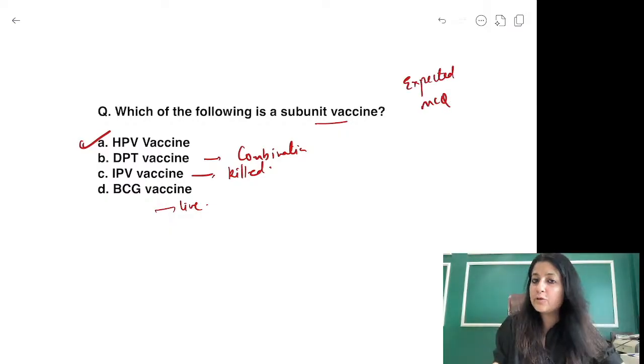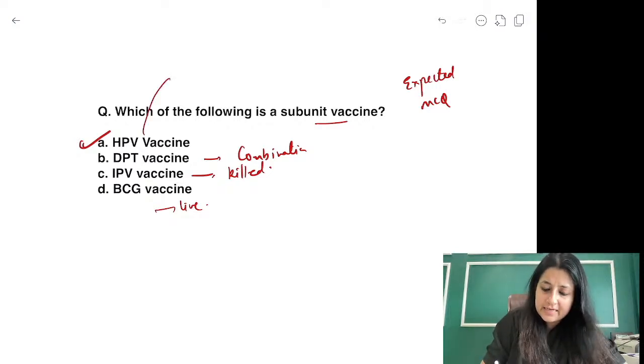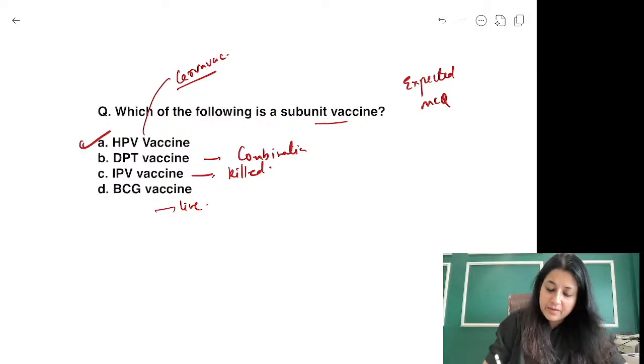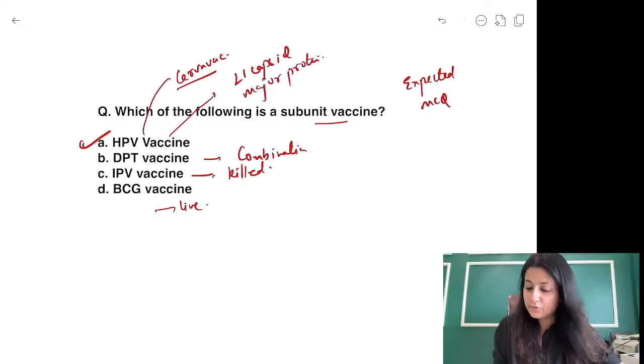Very soon it will be introduced in the NIS, guys. We are talking about Cervavac, which the Government of India will introduce for 9 to 14 year olds. The HPV vaccine is prepared using the L1 capsid major protein. In case they give you the L1 capsid major protein, that is again a question you should remember.